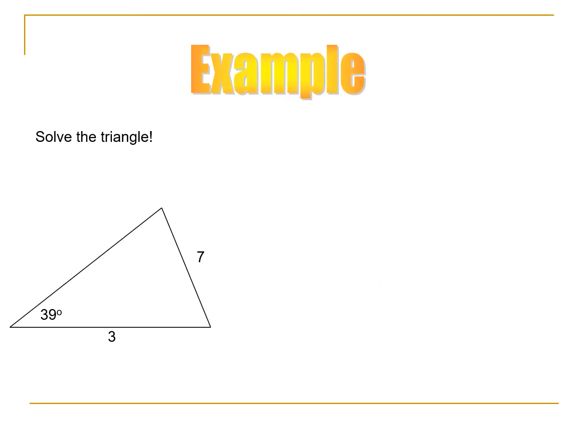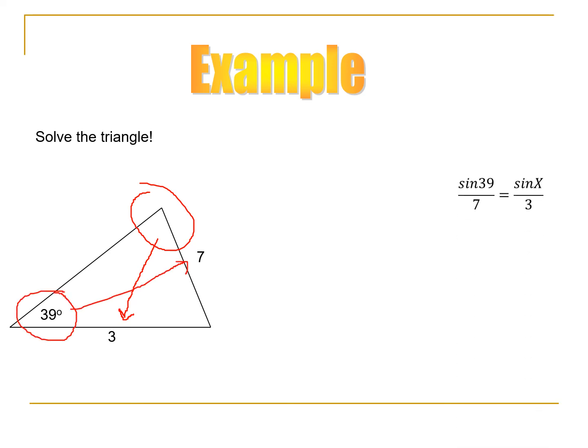Let's go ahead and do another example. This one's slightly different. Notice that we're missing this angle and this side. Let's find one thing at a time. Let's find that angle first. It's important that we chose this angle because it has something directly across from it, and that's important when you put it in the law of sines. Let's set it up: sine of 39 over 7, and then we'll call this angle x, so sine of x over 3.